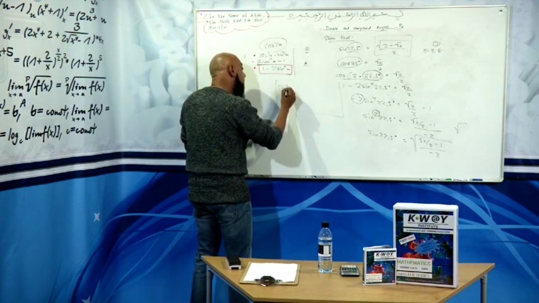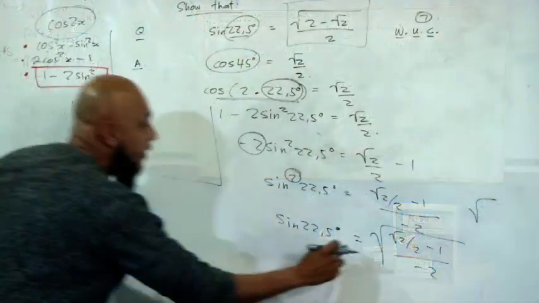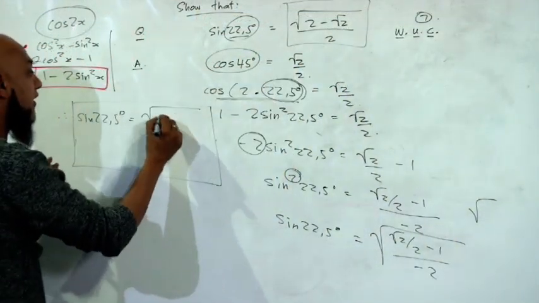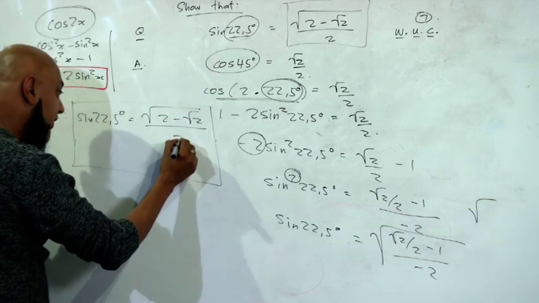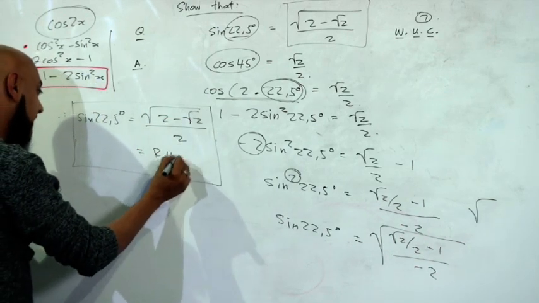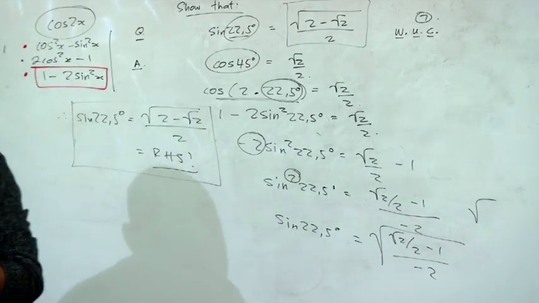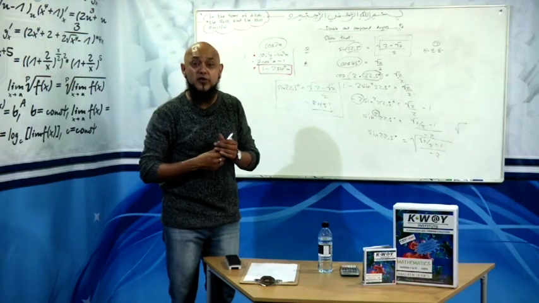Therefore, sine 22.5 is equal to, when you calculate that on your calculator, that's what you're going to get: the square root of 2 minus root 2, all over 2, which is equal to the right hand side. And there we go, boys and girls. You will now get 7 marks for that problem.